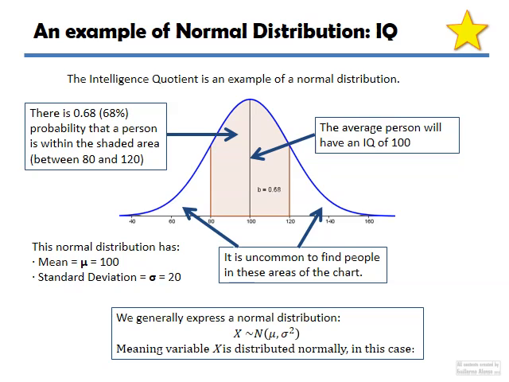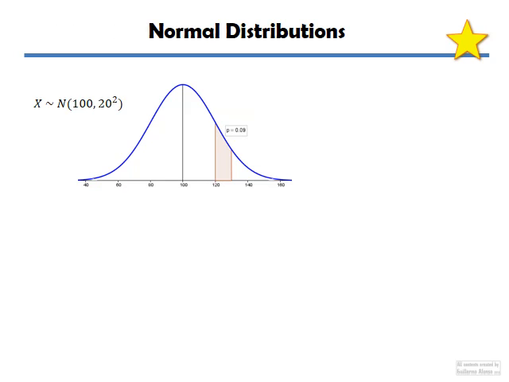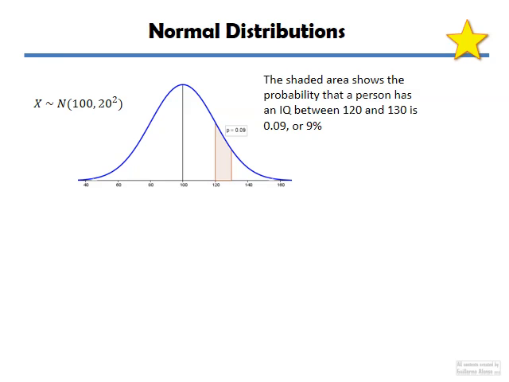So this is how we normally express it. We say that x, an element x, is distributed normally with a mean and standard deviation. And we often put the little square just to make sure we don't get confused. So again, here's my normal distribution for the IQ. 100 is the mean and 20 is the standard deviation. So the probability of finding somebody with an IQ between 120 and 130 is 0.09.